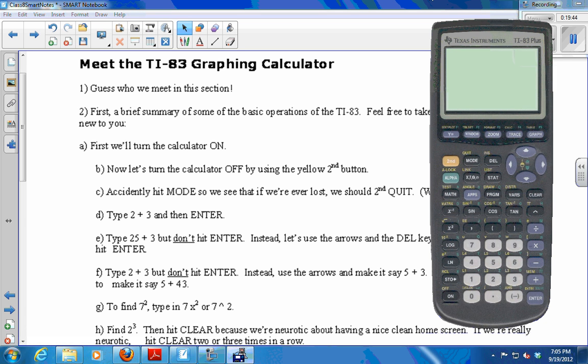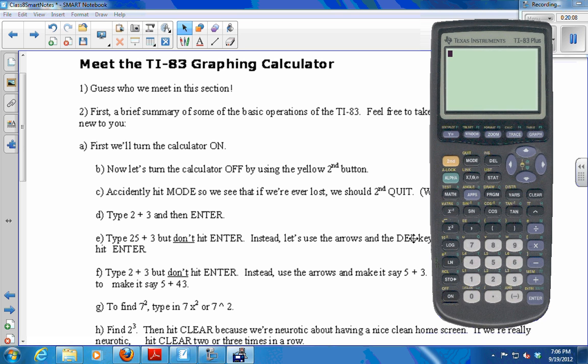Okay, so the first thing we need to do is turn it on, right? To turn on your graphing calculator, the on button is in the lower left over here. Turn it on. You can turn it off by pressing second, off. It also automatically turns off if it's inactive for a certain amount of time.